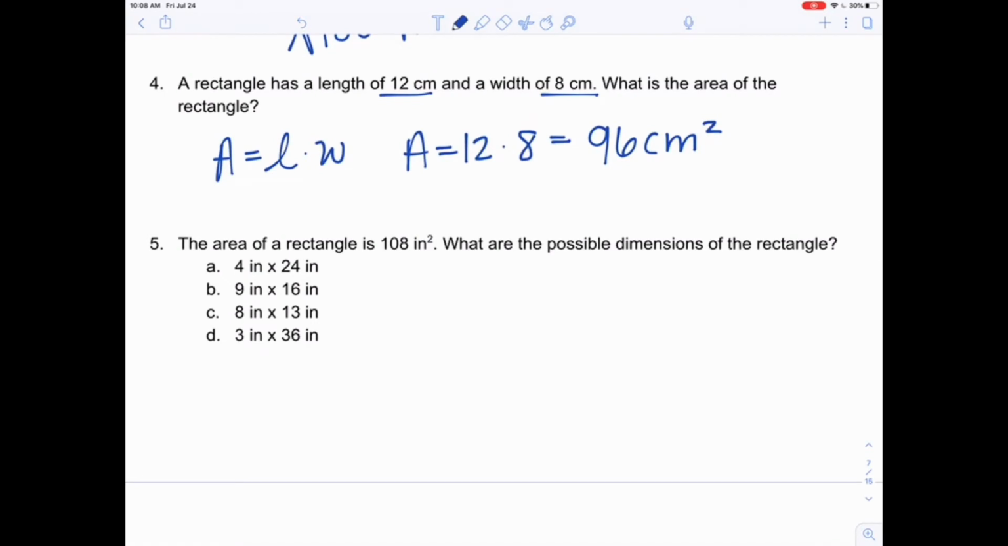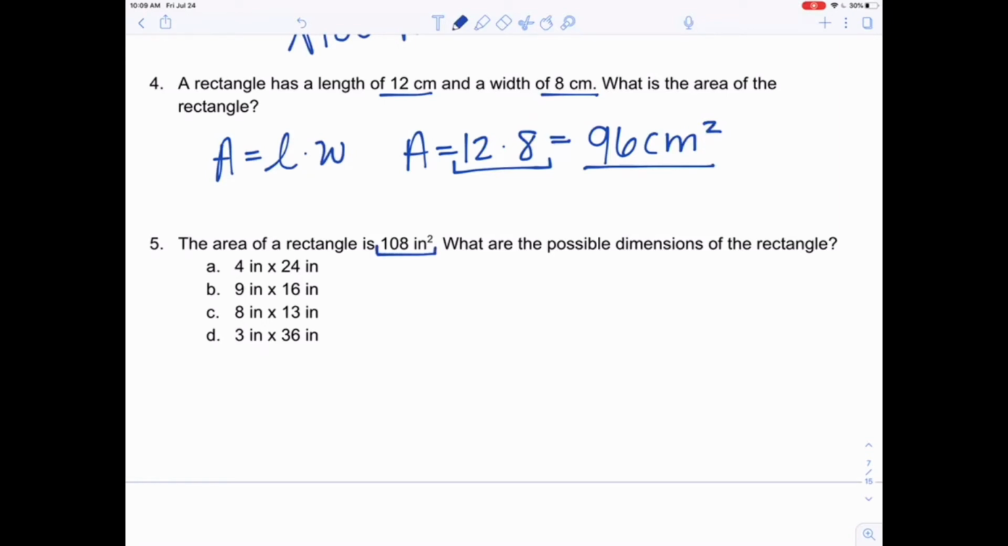The area of a rectangle is 108 inches squared. What are the possible dimensions of the rectangle? All right, so this question is a little interesting. Now, here we saw that, let's go back to question number 4. 96 is 96 because we multiply two factors of 96. 12 times 8 are factors of 96. When we're looking for area and we want to know the dimensions, we're looking for the possible factors. So the dimensions will be factors. That means they'll multiply to equal 108. So we're looking for numbers that multiply to equal 108.